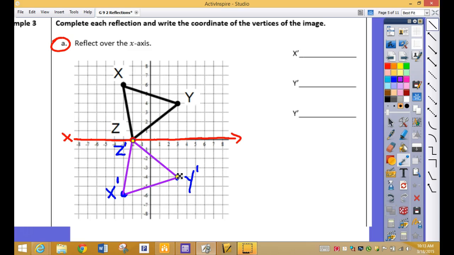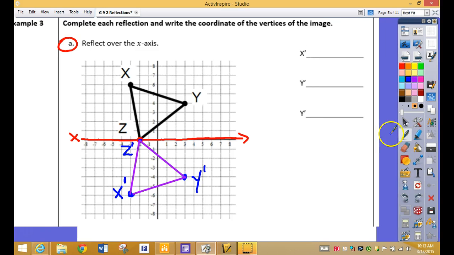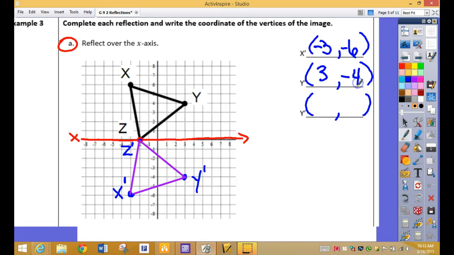All right. So there we have our reflection over the x-axis. Exactly. Let's write our ordered pairs. Our parentheses, separated by a comma. What is X prime? -3, -6. Excellent. What about Y prime? Yep. And what about Z prime? Sorry, that was a typo. -2 and 0. There you have it.